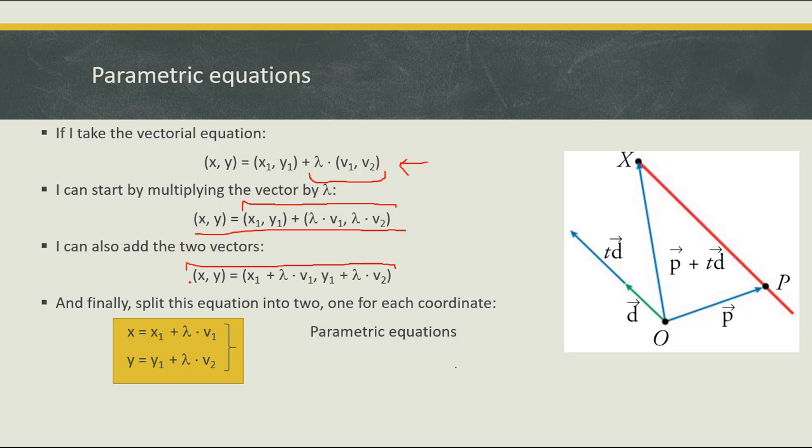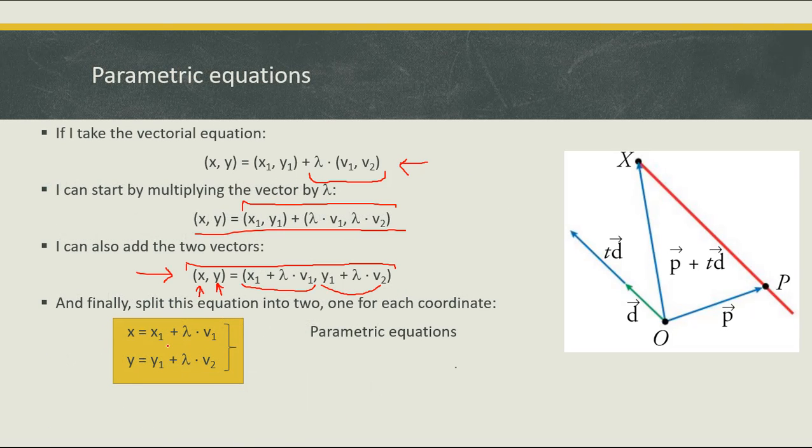What does it mean? It means I have here an equality between two different vectors, and when I have this situation, I know the first coordinate of the first vector must equal the first coordinate of the second vector, and the second coordinate of the first vector must equal the second coordinate of the second vector. Finally, I have split this vectorial equation into two numerical equations, and these two expressions are called parametric equations.